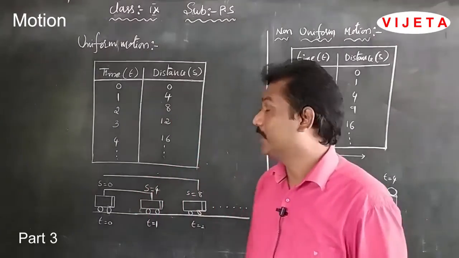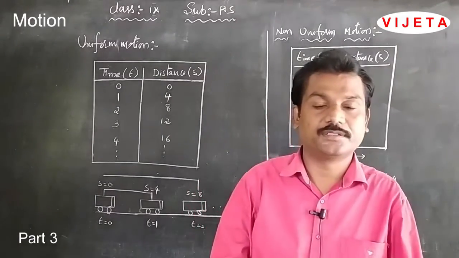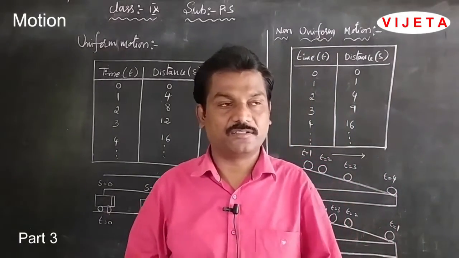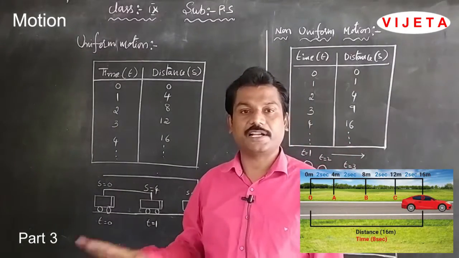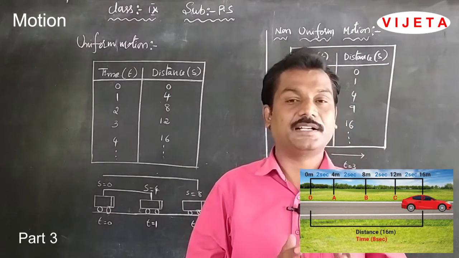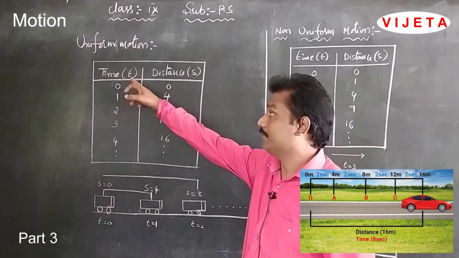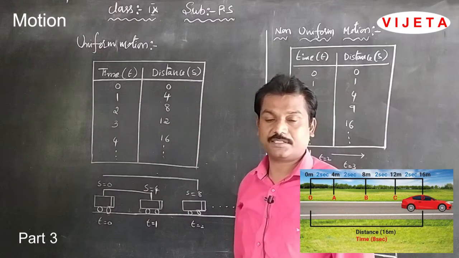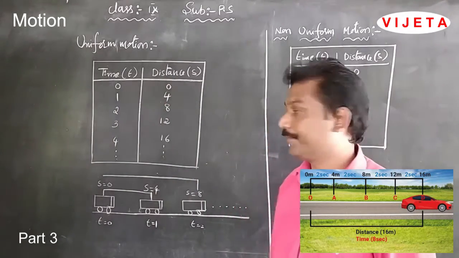Now try to understand what is meant by uniform motion. To understand uniform motion, we need to do a small activity. Consider a vehicle moving on a straight road and how much distance it covers in particular intervals of time. There is a table given. Here the time is measured in seconds and the distance covered is measured in meters.